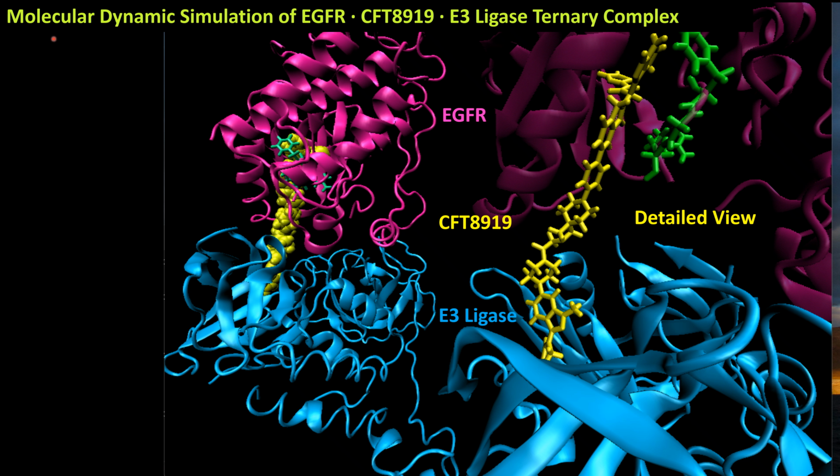Hi, this video presents a brief molecular dynamics simulation of a ternary complex involving EGFR, the molecular glue CFT8919, and an E3 ubiquitin ligase. The simulation provides atomic level insight into how CFT stabilizes the interaction between EGFR and the E3 ligase, a mechanism that underlies targeted protein degradation.